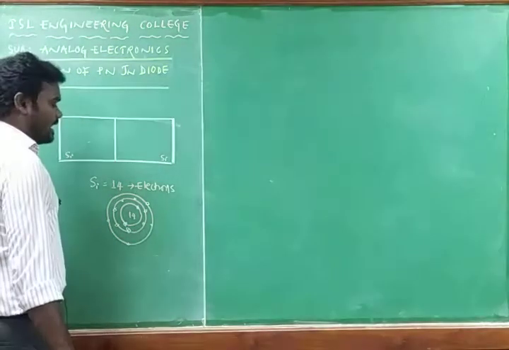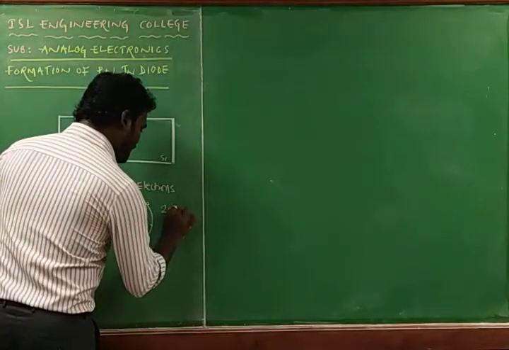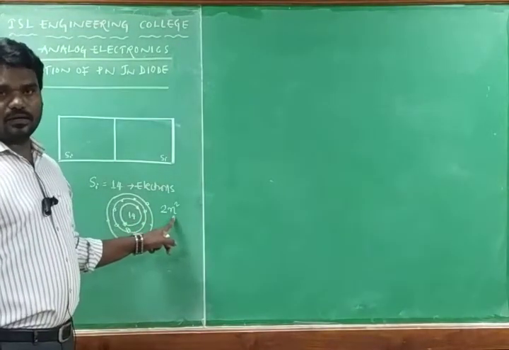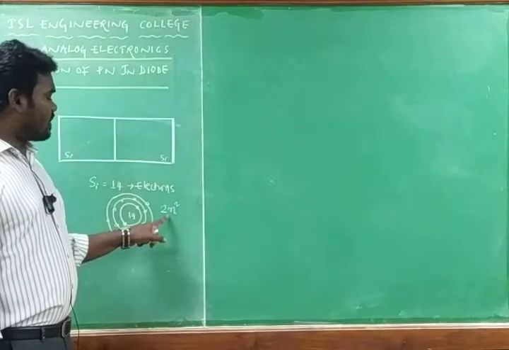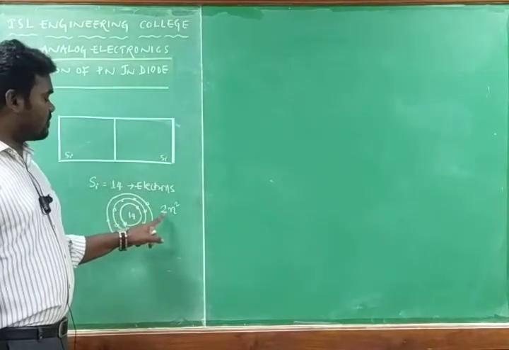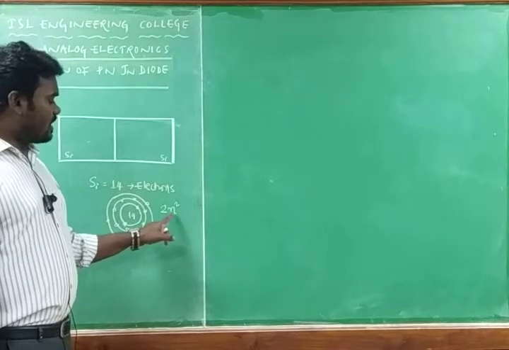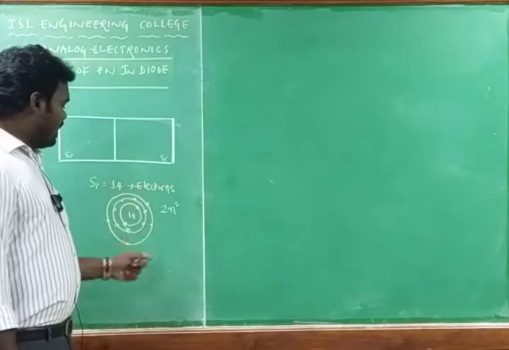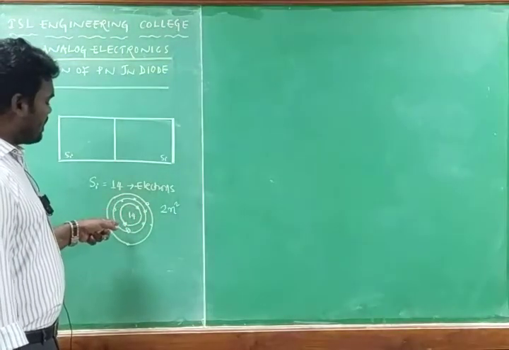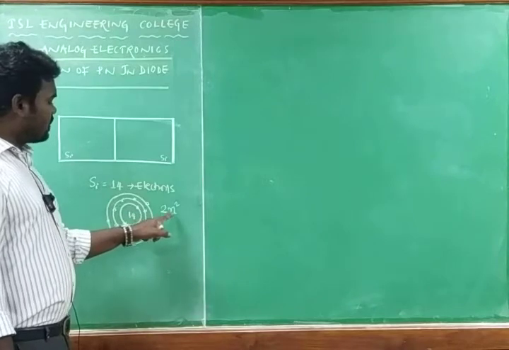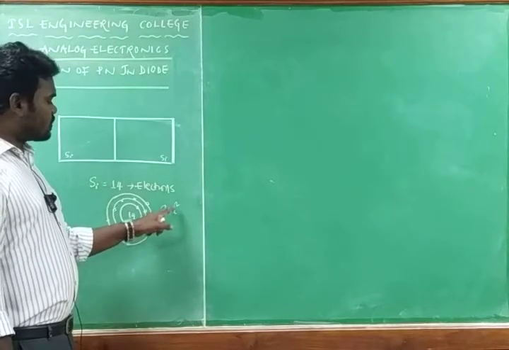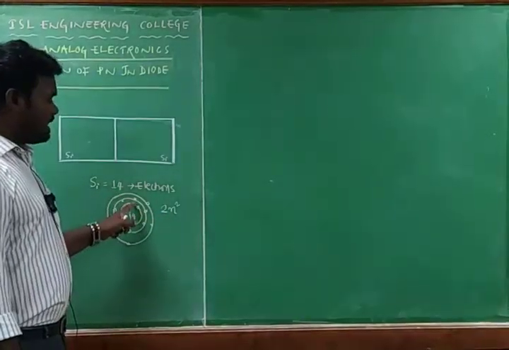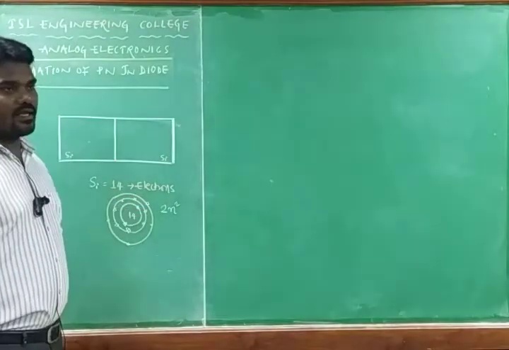The number of electrons in any orbit can be calculated using the formula 2n square, where n is the orbit number. For the first orbit, n is 1, so 2 into 1 square equals 2. For the second orbit, n is 2, so 2 into 2 square is 2 into 4, that is 8. Out of 14, 2 plus 8 is completed, and the remaining 4 are there.